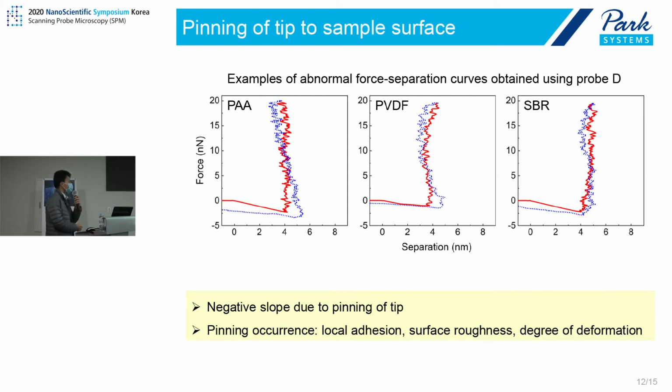Another issue of the probe is the abnormal force separation curve often presented during the data collection. This is due to the pinning of the tip to the sample surface, which can be caused by local adhesion of the sample, the surface roughness, or the large local deformation. And these force curves were not included in the data analysis.